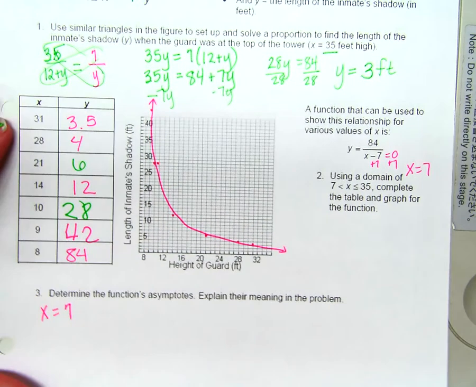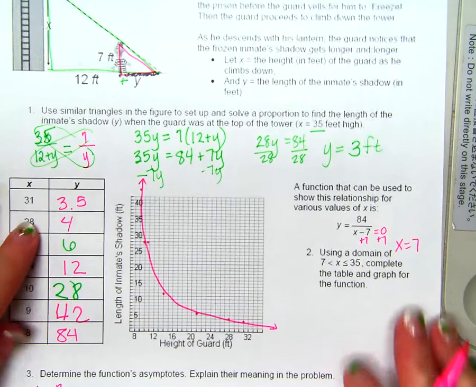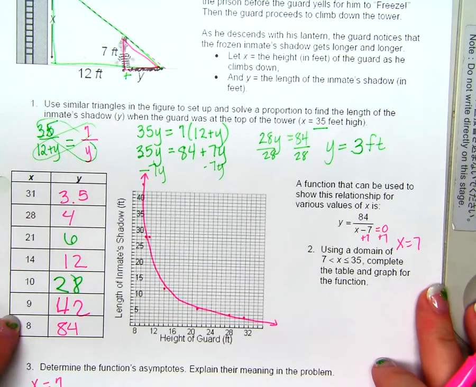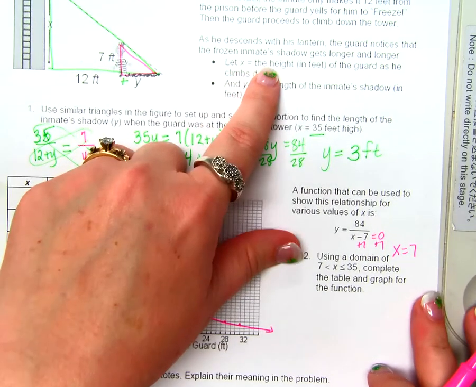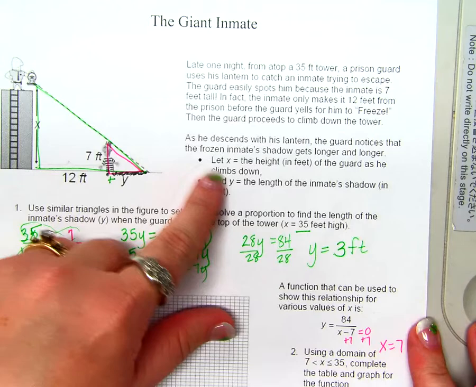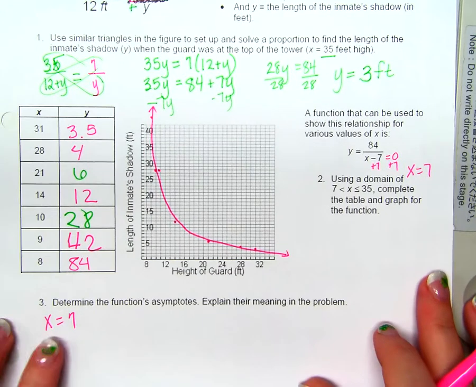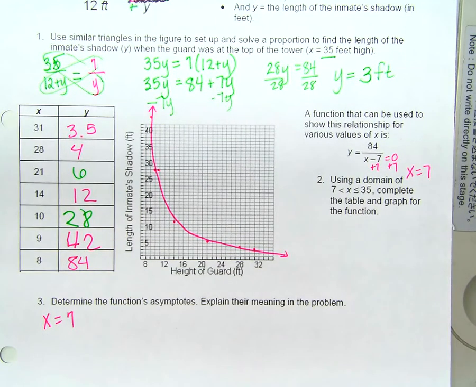X equals 7. Well, in the context of the problem, x value was what? What was my x value? Height. The height as the guard climbs down. Why is there one in x equals 7? Why can the guard not ever get 7 feet down the tower? That's how tall the inmate is, right? So what'd you say? Shadow would disappear. The shadow would disappear.